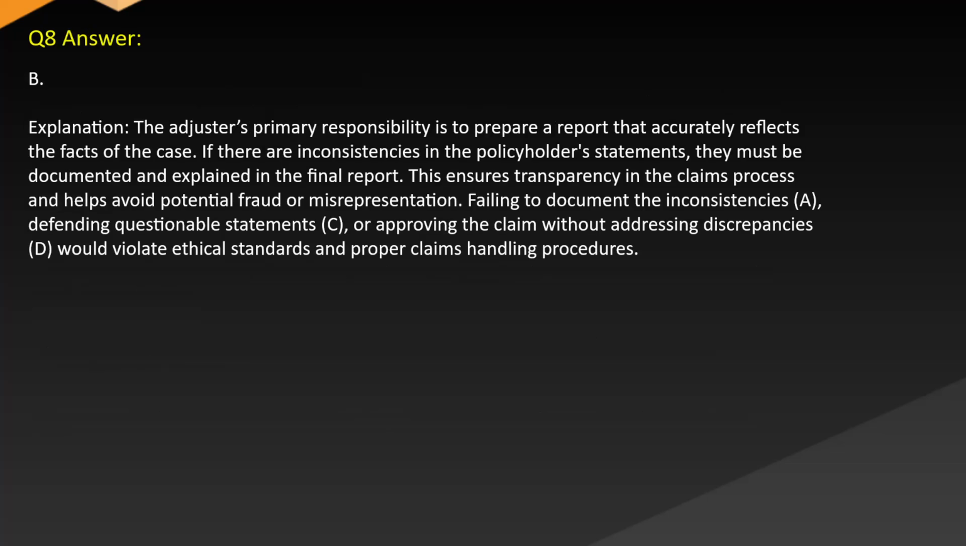Answer. B. Explanation. The adjuster's primary responsibility is to prepare a report that accurately reflects the facts of the case. If there are inconsistencies in the policyholder's statements, they must be documented and explained in the final report. This ensures transparency in the claims process and helps avoid potential fraud or misrepresentation. Failing to document the inconsistencies, C, defending questionable statements, or approving the claim without addressing discrepancies, D, would violate ethical standards and proper claims handling procedures.